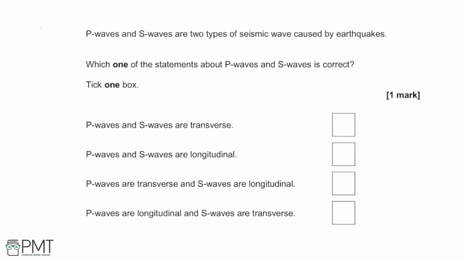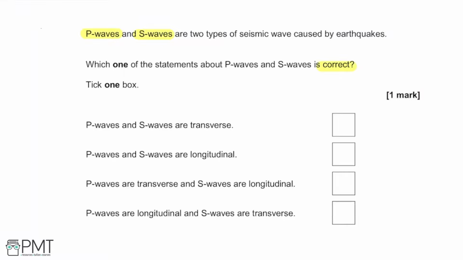This first part of the question should only be assessed on the higher tier paper, not the foundation one, but we're going to have a look through it anyway and just see how exactly we would go about answering it. So here we're told that we have P waves and S waves, and they're 2 types of seismic wave which are caused by earthquakes. And we're asked which one of the statements about P waves and S waves is correct, and to tick one of the boxes here. So we're going to tick one box and gain 1 mark for ticking the correct box.